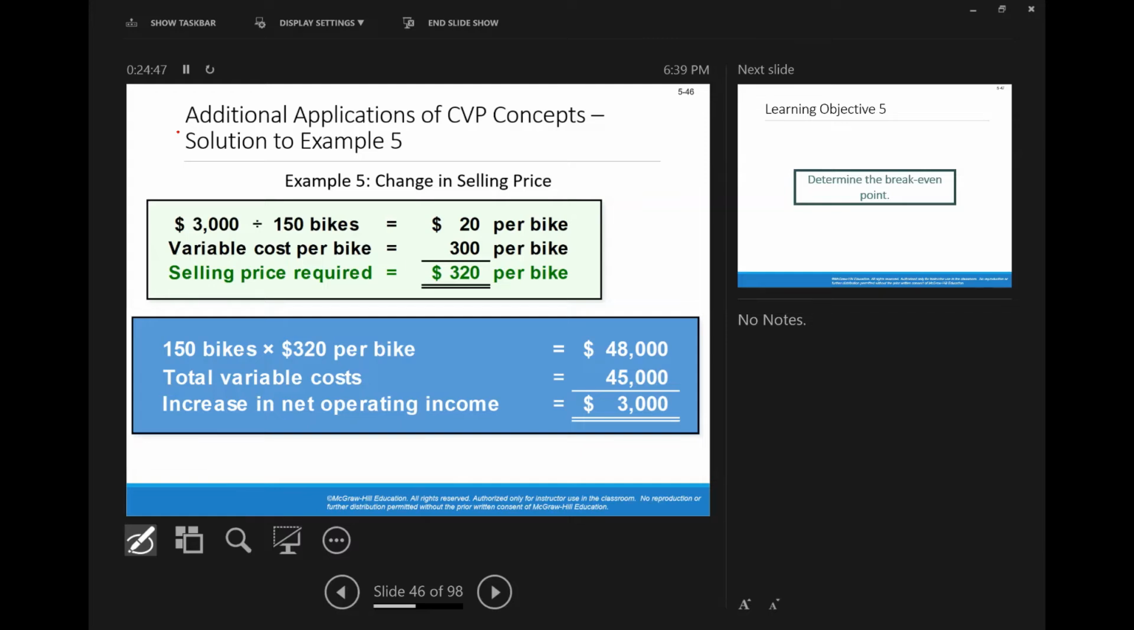Selling price required is $320 per bike. Now if they want that $20, the 150 bike sale, we have to cover that by adding it to the sales number. So we have 320. If we have 150 bikes times 320 per bike, that'd be 48,000. Total variable cost is 45,000, which is the 300 times the 150. So we increase our net operating income by $3,000.